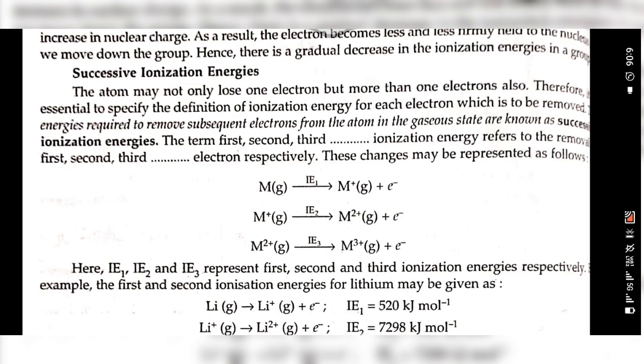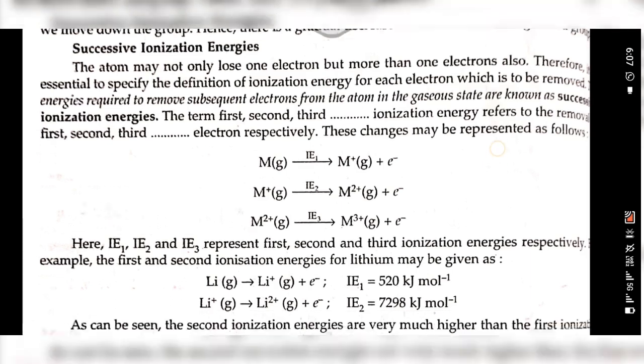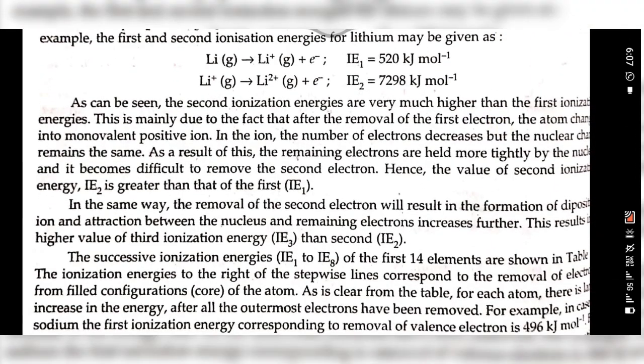Therefore, it is essential to specify the definition of ionization energy for each electron which is to be removed. The energy required to remove subsequent electrons from the atom in the gaseous state is known as successive ionization energy. The terms first, second, third ionization energy refer to the removal of the first, second, third electrons respectively. As can be seen, the second ionization energies are very much higher than the first ionization energies.